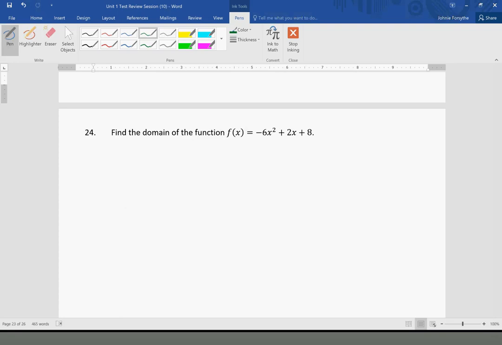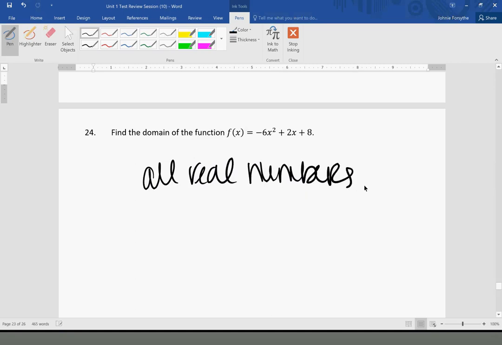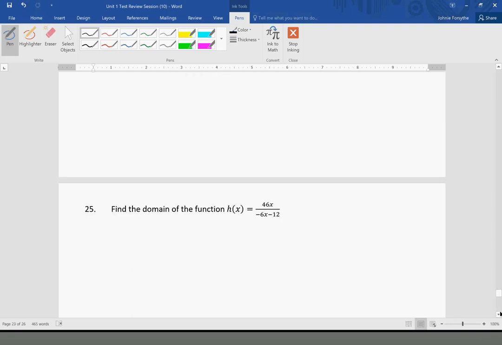So like here, f of x equals -6x squared plus 2x plus 8. You don't have a square root, and you don't have a denominator or fraction bar with a variable in the bottom. So the domain here would just be all real numbers. If we want to write it in interval notation, we would say negative infinity to positive infinity. And that's it. Now let's look at another scenario.